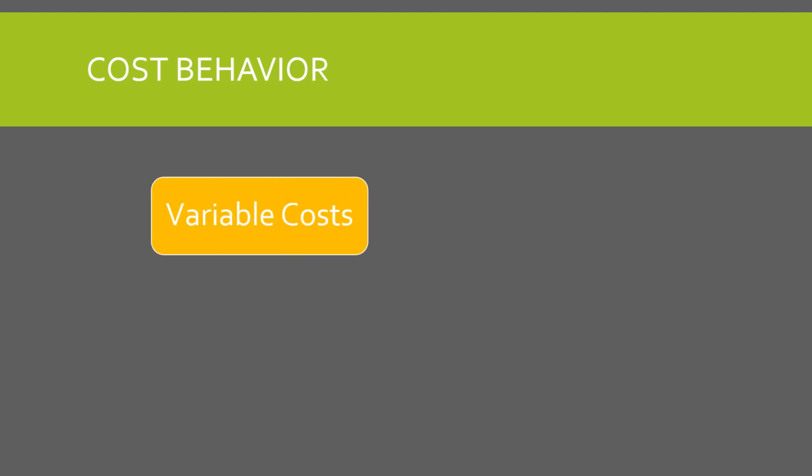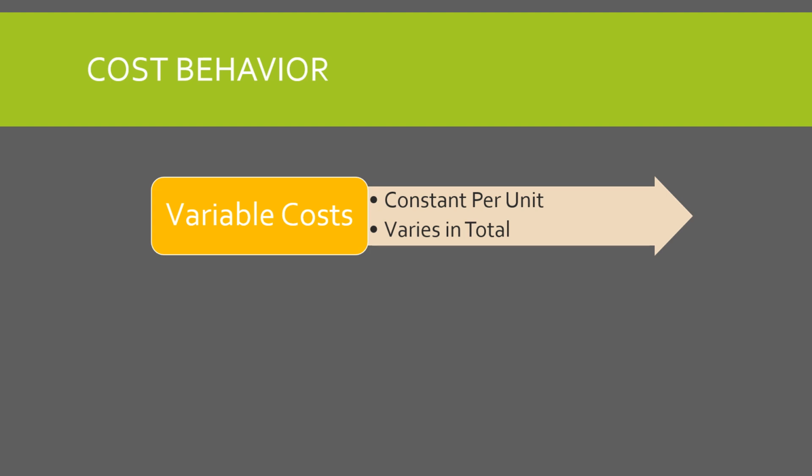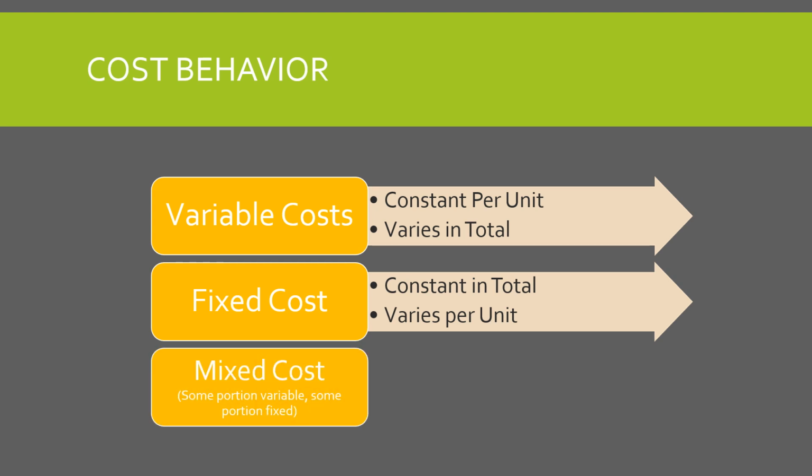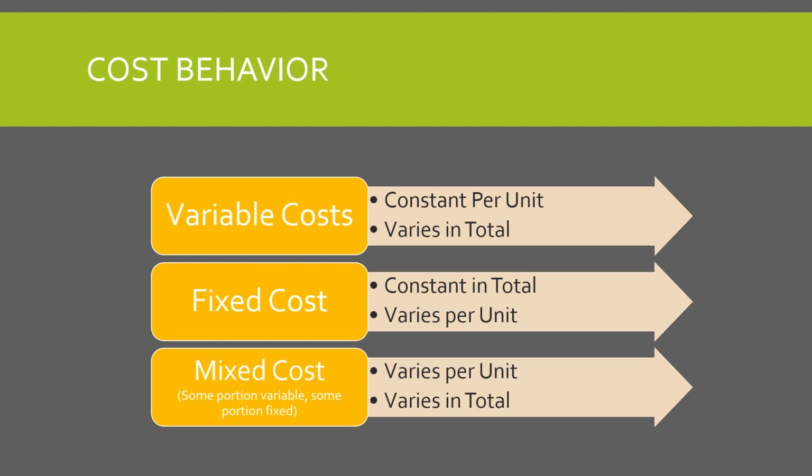So let's revisit cost behavior. As we've talked about in previous chapters, a variable cost is a cost that's constant per unit and varies in total. A fixed cost is a cost that is constant in total but varies per unit. And now we're going to introduce this idea of a mixed cost. A mixed cost has some portion that's variable, some portion that's fixed. It varies per unit and it varies in total.